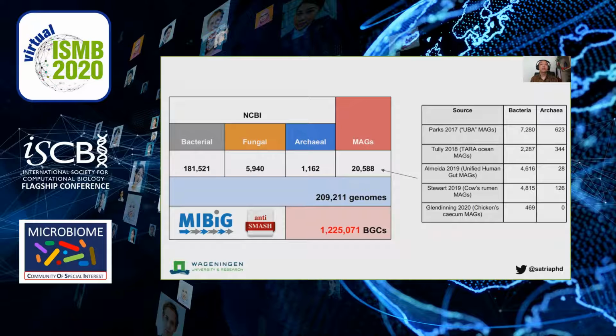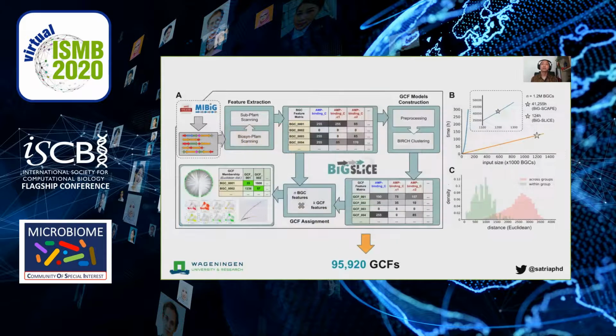So here we take around 200,000 genomes from NCBI RefSeq along with some 20,000 MAGs from multiple published studies, and we predict their BGCs using a tool called antiSMASH version 5, along with some 2,000 known and experimentally verified BGCs from the MIBiG database. And we end up with a total of around 1.2 million BGCs predicted from those genomes.